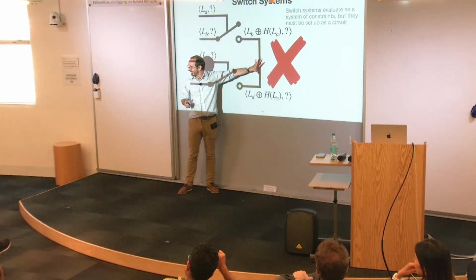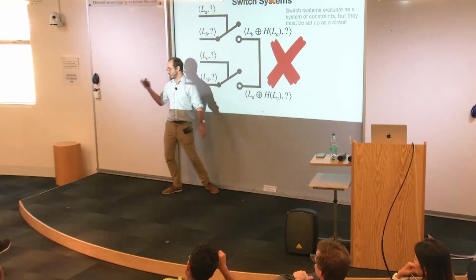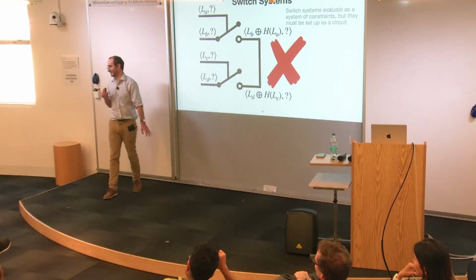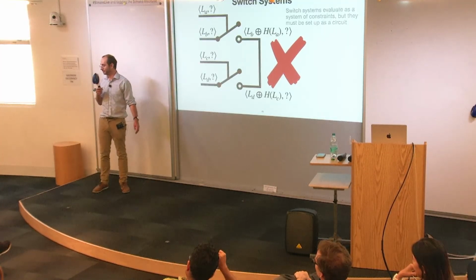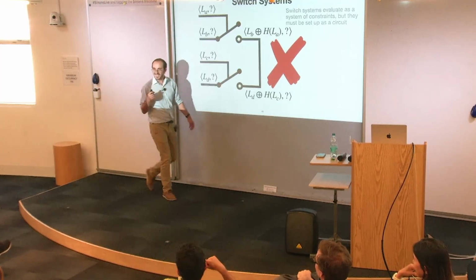You said one bit for the switches. Yes, you can remove that one bit in many cases. For the switches? In the case of doing a Boolean circuit, you can remove that one bit. Zero bits, right? Okay.